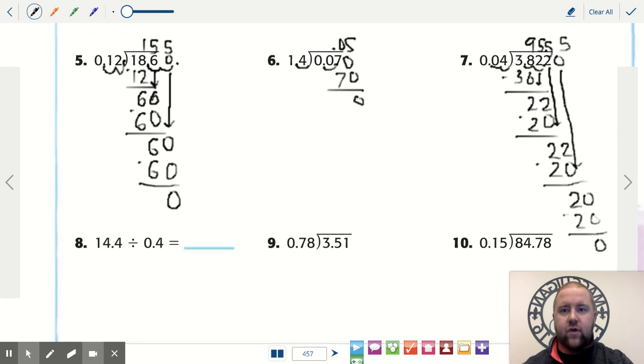So these are 3 different examples where we had to add some zeros on to make sure we could finish the problem. We had to move the decimal twice here. We had to move it once there. We were dividing by 2-digit divisors and 1-digit divisors. So a lot of stuff to use as a reference here, guys.